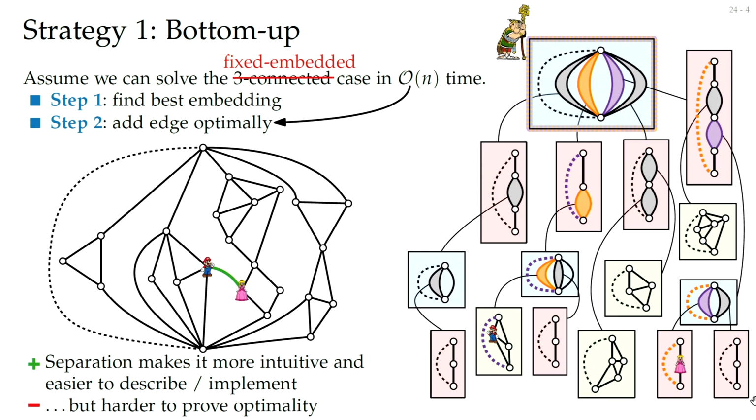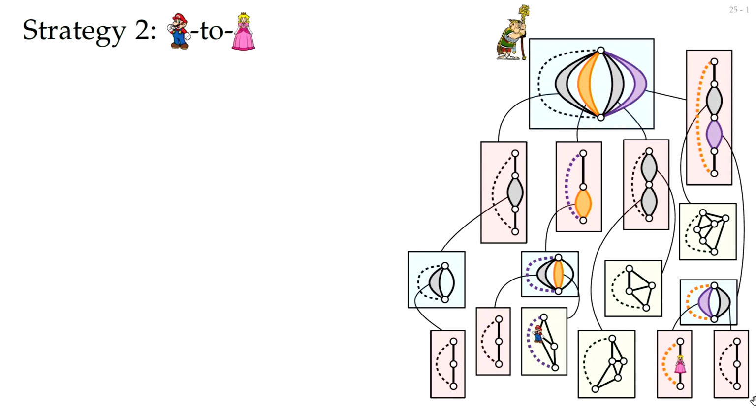So I want to show you a second strategy where these two advantages and disadvantages are flipped. There it's clear that it's optimal, but I wouldn't want to implement it. The strategy is we now want to walk from Mario to Peach. And while walking there, we want to build the embedding and add the edge at the same time. So we always draw some subpath, and those paths we want to glue together on the way.